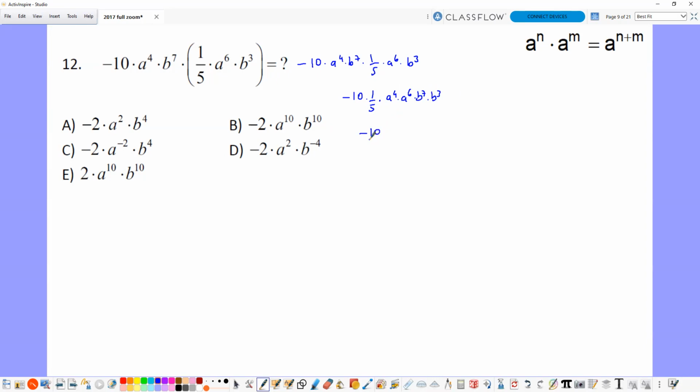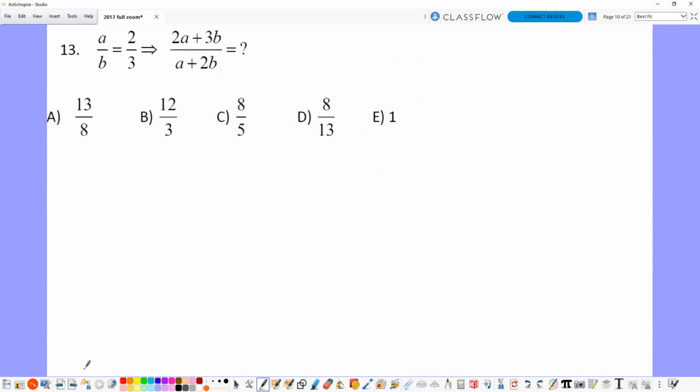This is equal to minus 10 over 5 times a to the power of 4 times a to the power of 6. With respect to this rule, I'm going to do a to the power of 4 plus 6 times b to the power of 7 plus 3, which is equal to minus 2 a to the power of 10 times b to the power of 10, which is the answer B.